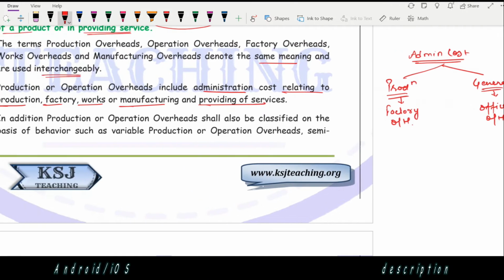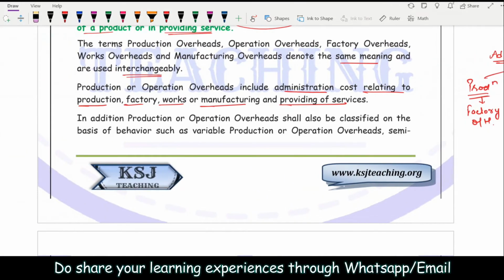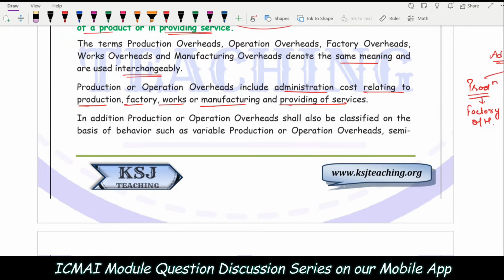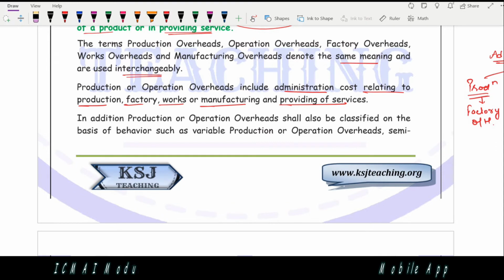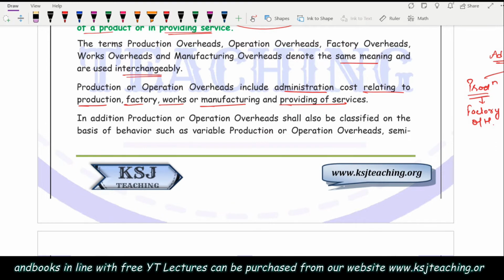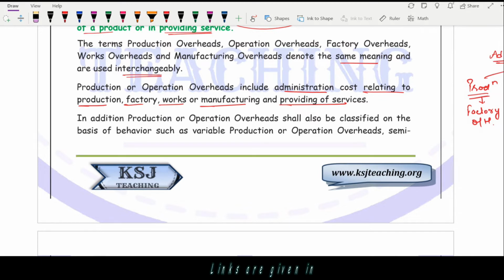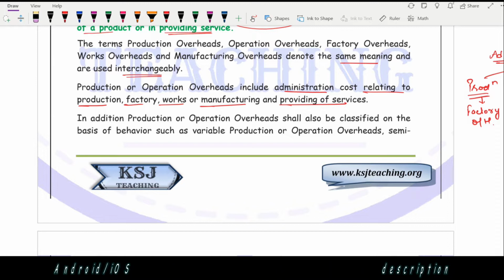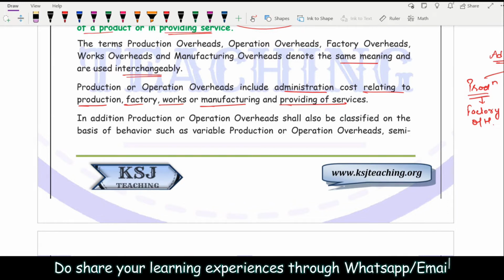So you have to be very careful while taking the administration cost in the cost sheet, whether it is given as related to production or not. If it is not given, then you can give a note at the bottom of the solution and simply say that because nothing is mentioned, we are considering it as related to production, or we are considering it as general administration overheads, whichever way you want to take it. Both ways it is correct.